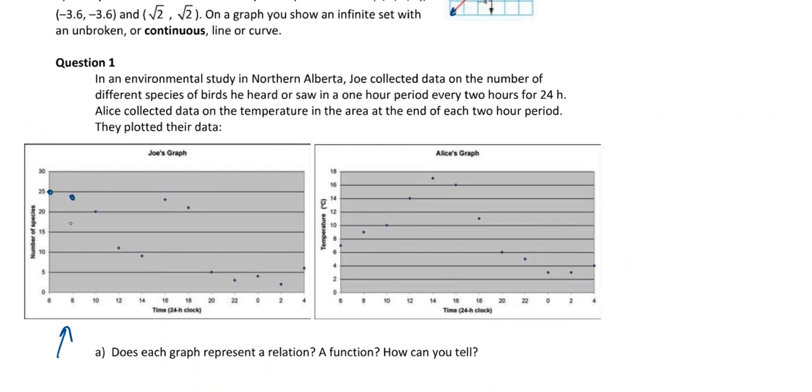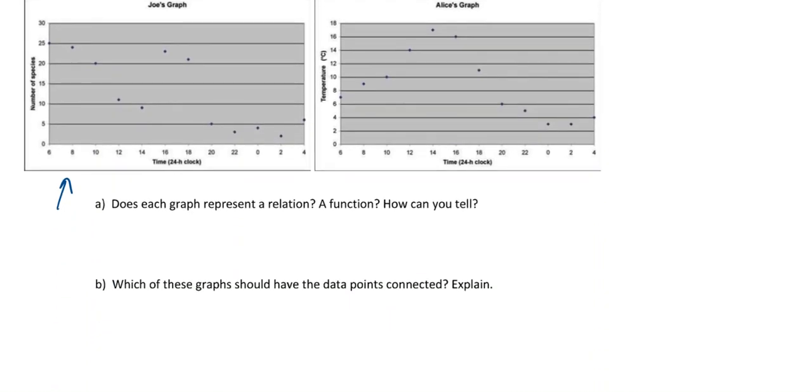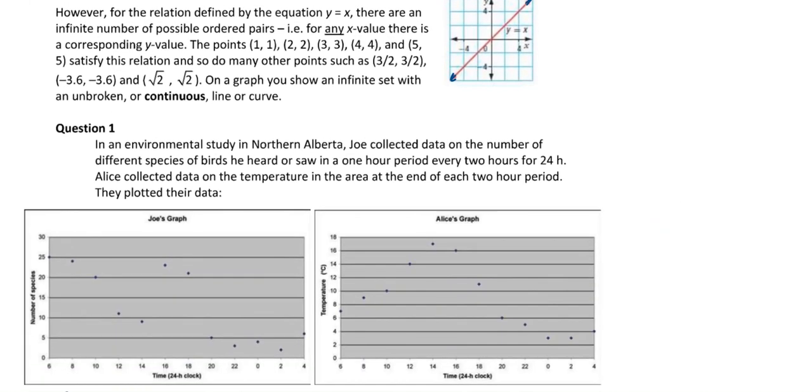Or you can see that there is no dot over top of any other dot, like there would be in that case. So this one is a function. Same with the other one actually. So which of these graphs should have the data points connected? Or sorry, let's look at a bit more examples.